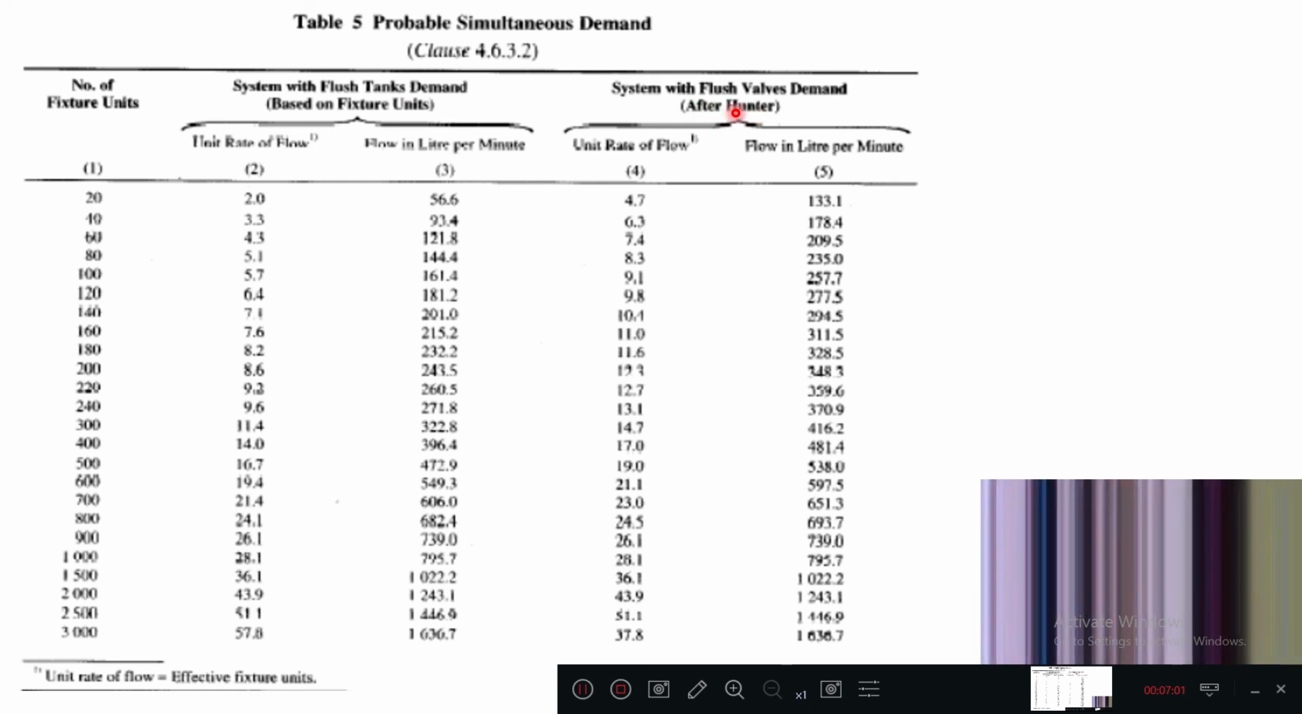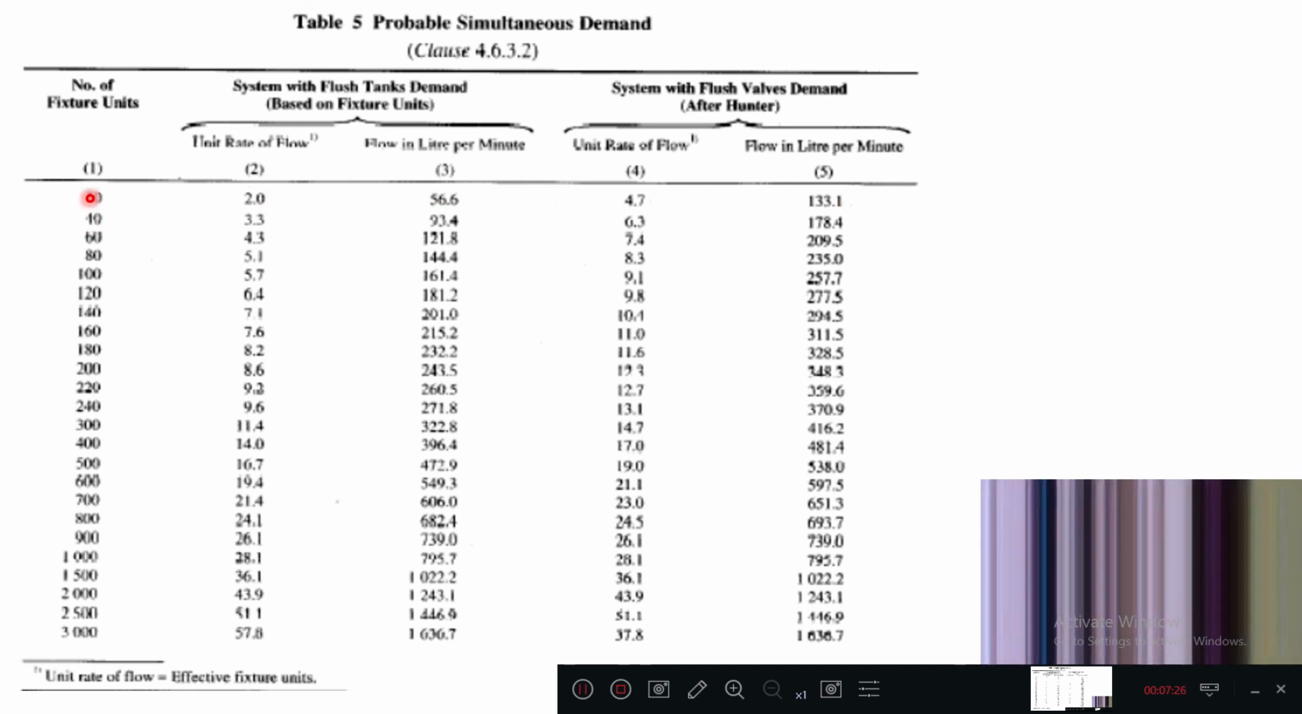Here, after Hunter, he has done some design part, according to him what is required. Two columns are there: unit rate of flow, flow in liters per minute. Unit rate of flow per one fixture, what is that? Flow in liters per minute. For the total, how much is it? If the number of fixtures is 20, these are the values. If the number of fixtures is 40, these are the values.